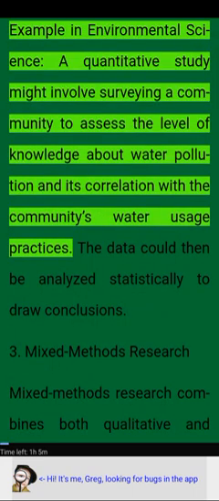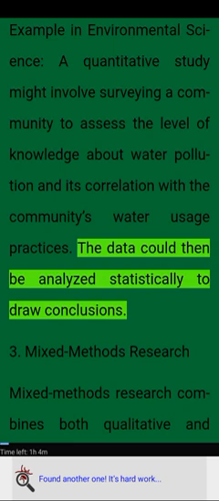Example in environmental science, a quantitative study might involve surveying a community to assess the level of knowledge about water pollution and its correlation with the community's water usage practices. The data could then be analyzed statistically to draw conclusions.